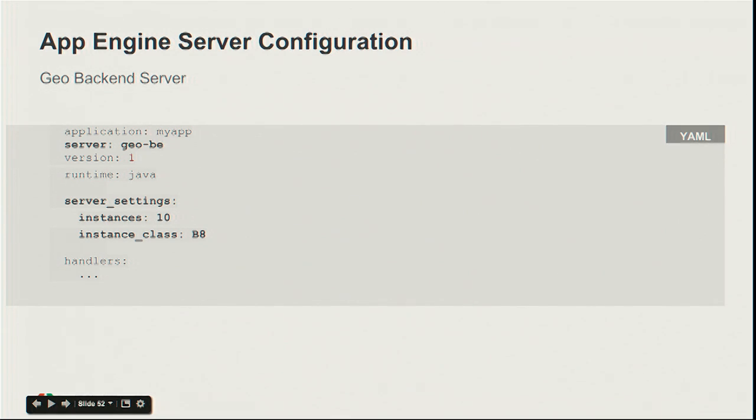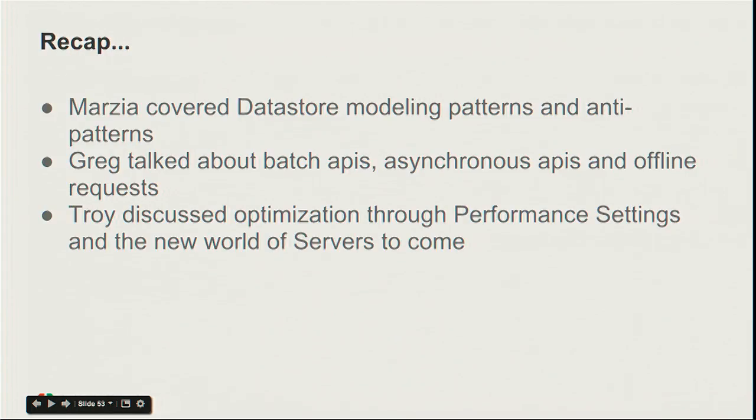And so in this case, you can see this is my Geo backend server. It has 10 instances, static, just 10 instances, no auto scaling. And it has an instance class of B8 because I need a bunch of memory to do a bunch of great geocaching.